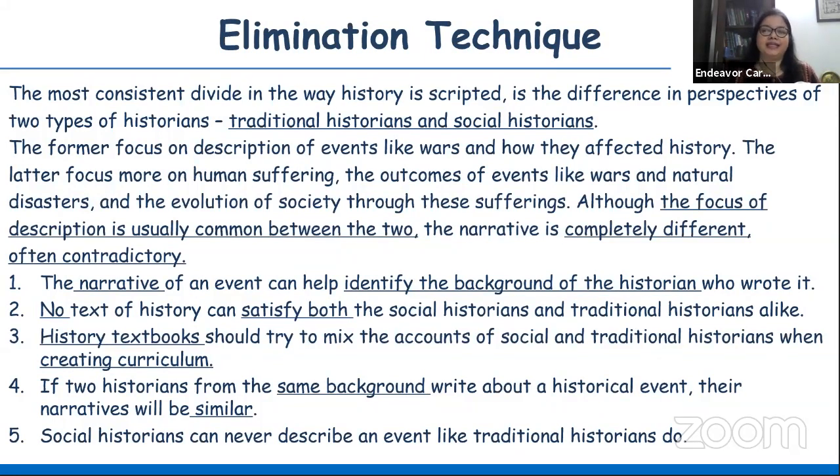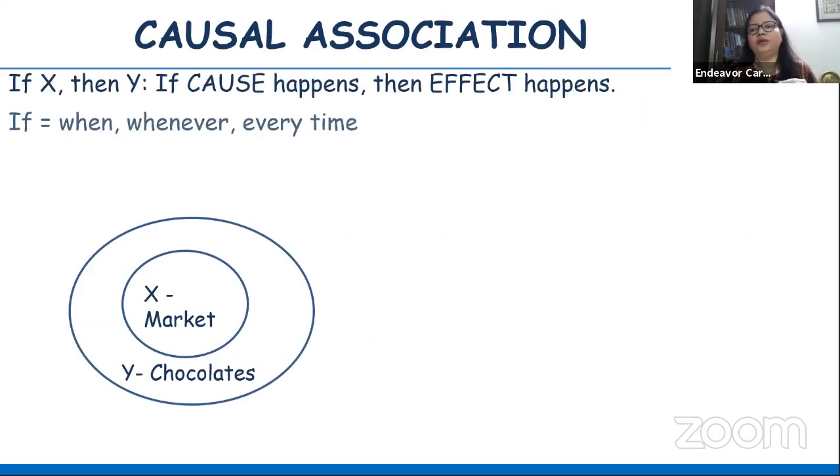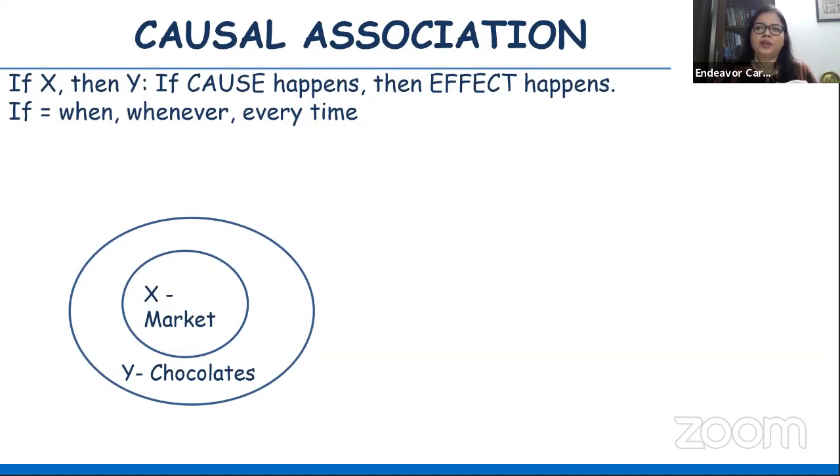Now, 4 is an interesting case. 4 is a case of an incorrect causal association. What is this causal association? You know, in syllogisms, you learned all about if X, then Y, correct? We'll come back to this slide. What is if X, then Y? If X happens, then Y happens, right? If a cause happens, then an effect happens, correct?